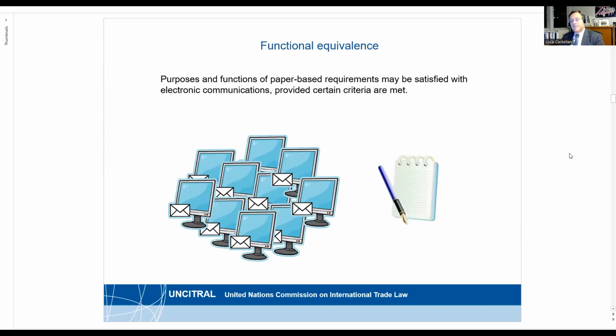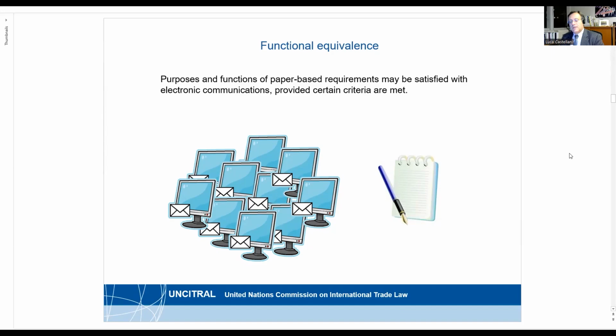So the second principle is functional equivalence, and this is something really important here. The core issue is the form requirement. So as I said before, contract law or the parties themselves may set some form requirements, like the exchanges should be in writing, they should be signed, that the document should be original or authentic, and so on and so forth. Now, these are form requirements that typically have been developed for a paper-based environment. And therefore, how to transpose them online is the issue.